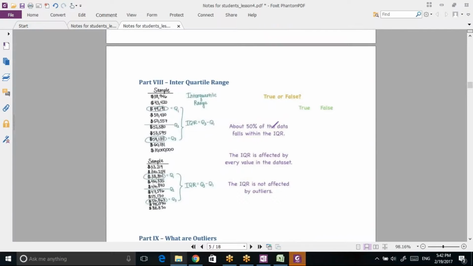Now do this true or false. So you have these three statements about IQR. Quickly give me the answer in true or false.